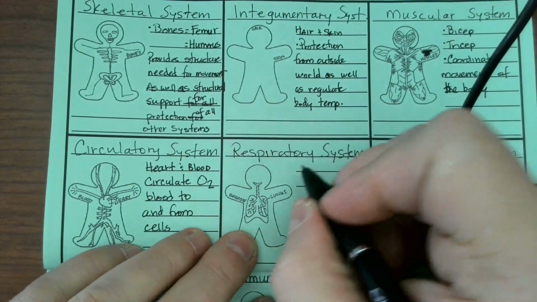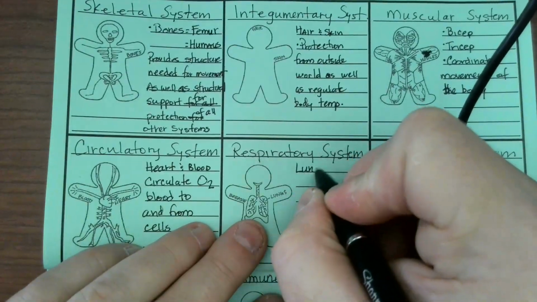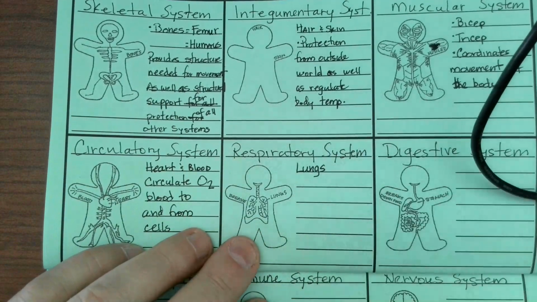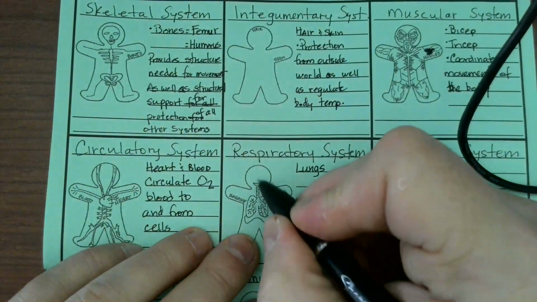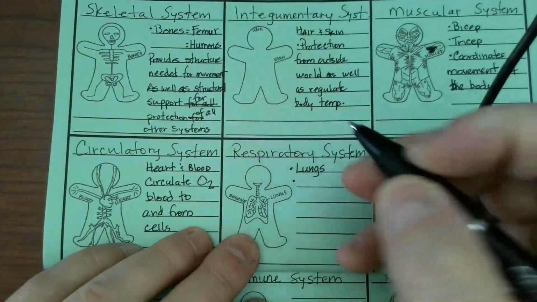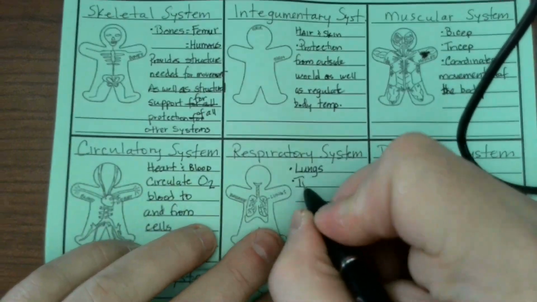They're working in concert with each other. So when we think of the respiratory system, we have our lungs. We would have our trachea, which is what we sometimes call your windpipe.